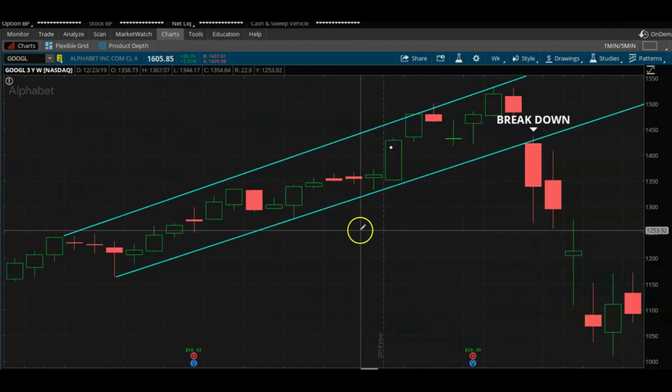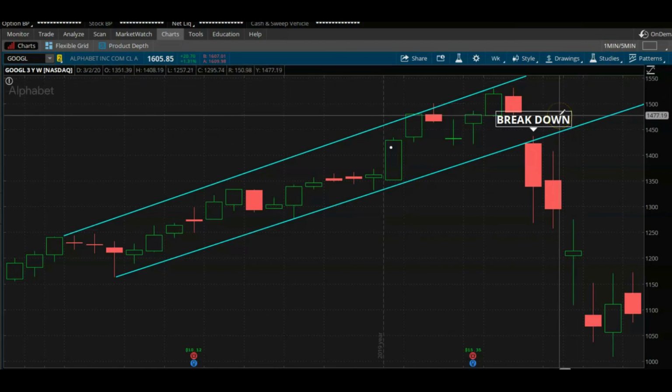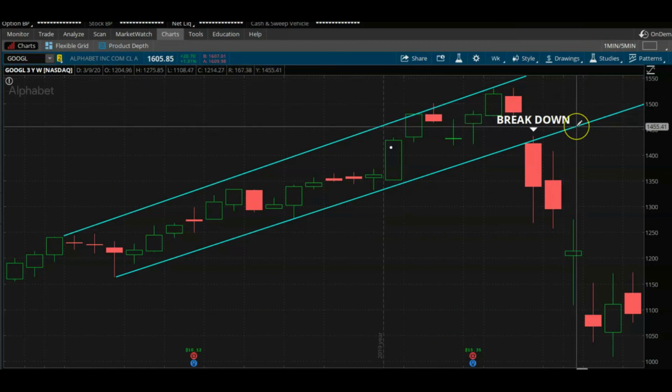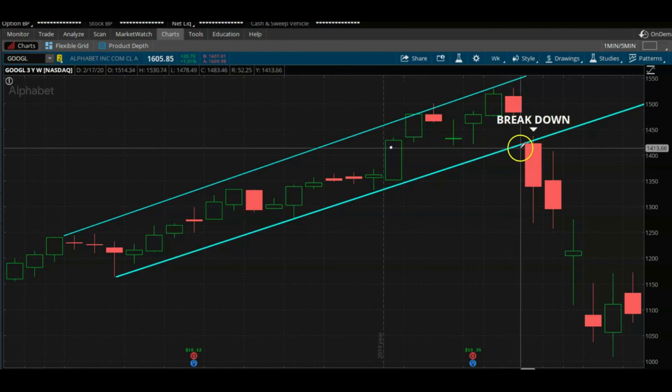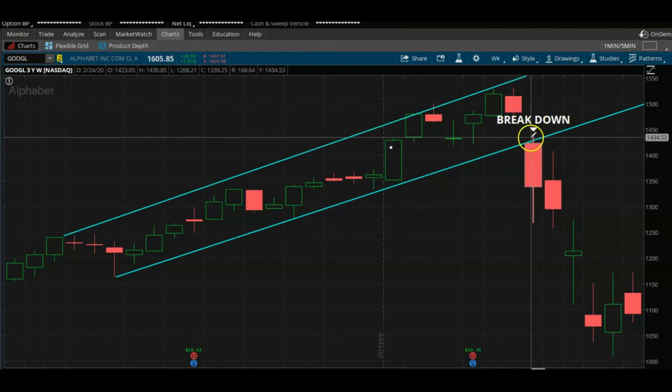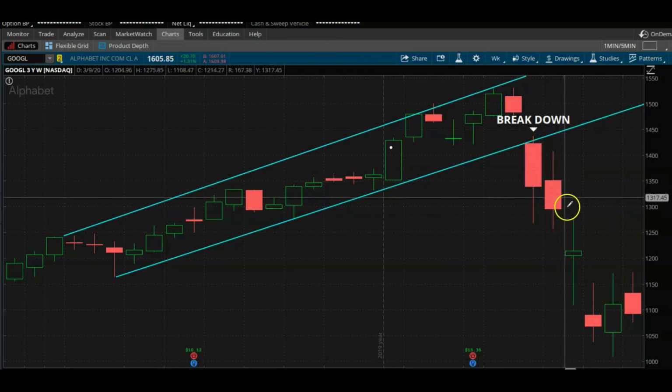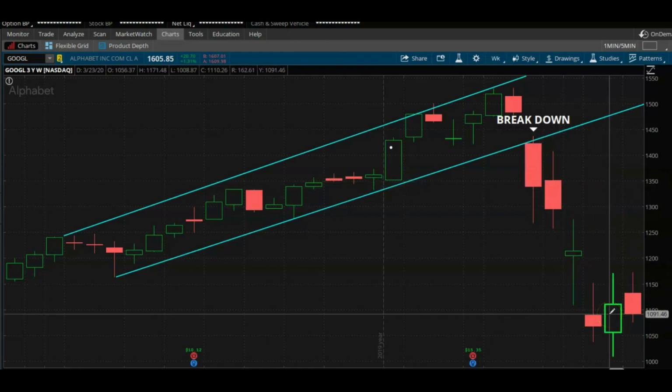The converse is the case when price action drops below the lower trend line. And as you can see here, with this candle, first it gapped down and then it closed below the lower trend line, and as you can see, price action continued down.